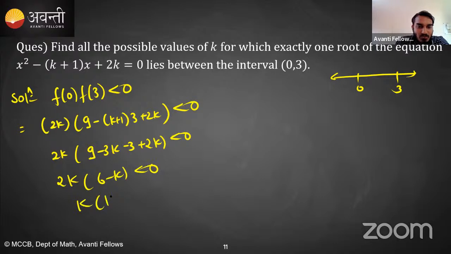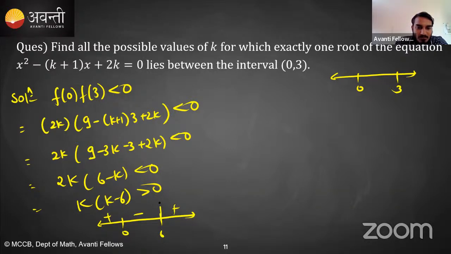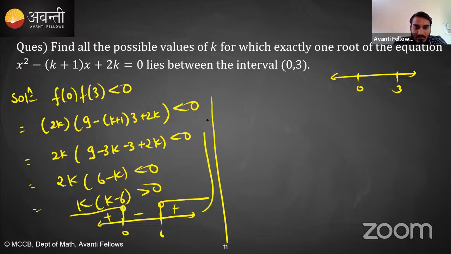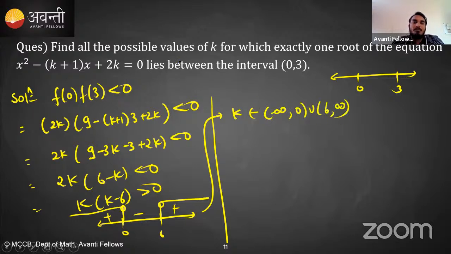So this is nothing but k into (k minus 6) greater than 0, right? Multiplied by minus. Now from the wavy curve method, 0, 6, plus minus plus, we are interested in the plus region. So from here we get that k belongs to minus infinity to 0 union 6 to infinity. Any doubt so far, students? Tell me quickly in the chat box. Do you have any doubt so far?